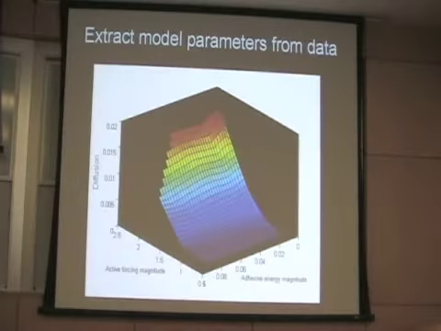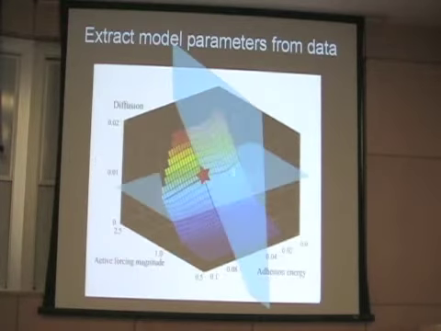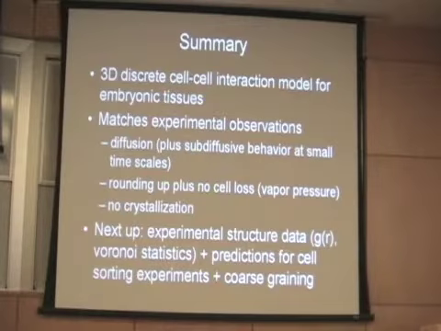And so what you can do is run a whole bunch of simulations with a lot of different parameters, and then you can measure what this adhesion energy is, and then you can say, okay, well, I know what the diffusion constant is in my experiment, so that gives me one of the parameters that I need for my model. So just to give you an idea that we're really trying to quantitatively match up the simulation with the experimental data. And so this is a cell interaction model for embryonic tissues that matches the experimental observations of diffusion plus subdiffusive behavior, rounding up, no crystallization.